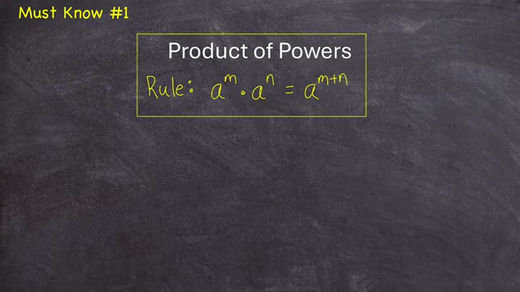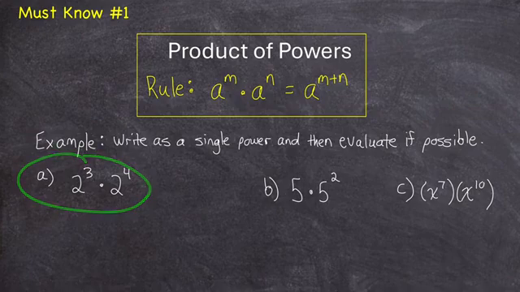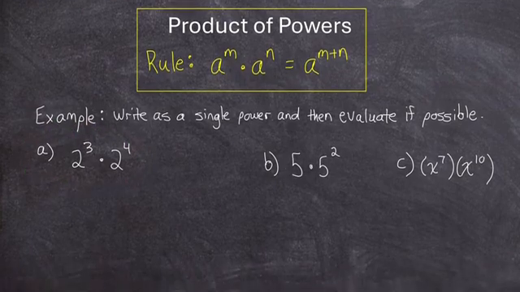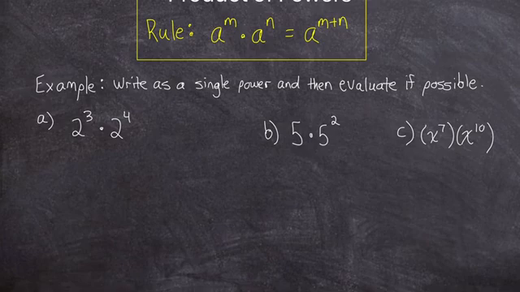And now let me take you through a few examples so you can understand why this rule works and get comfortable using it. In this example, it says to write each product as a single power and then evaluate if possible. And then there are 3 examples here for us to try. Let's start with part A. I've given a bit more room for part A because I'm going to write it in expanded form so you can see why the product rule of powers works.